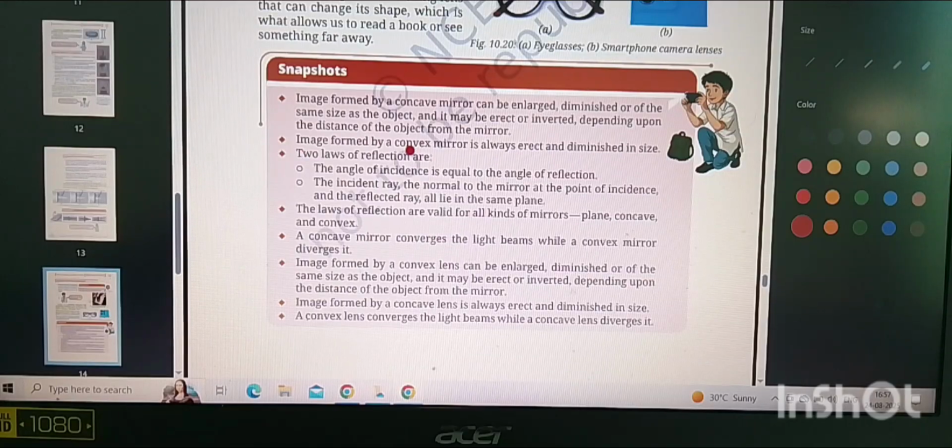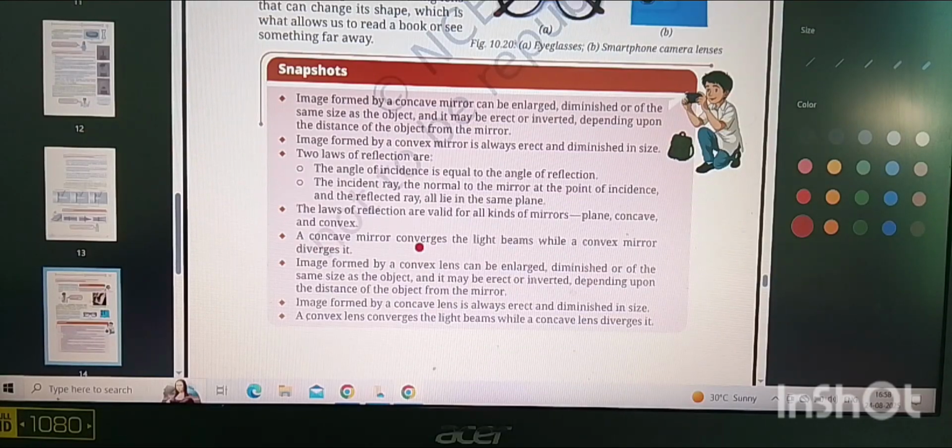The image formed by a convex mirror is always erect and diminished in size. Then these are the two laws of reflection. That is, angle of incidence is equal to the angle of reflection, and the incident ray, the normal, and the reflected ray all lie in the same plane. This is important. Then the laws of reflection are valid for all kinds of mirrors: plane, concave and convex.